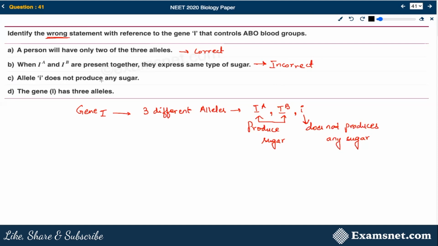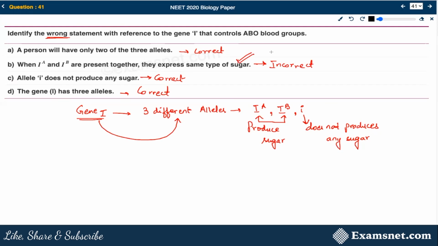Then, allele i does not produce any sugar, just as I already told you. So this is also the correct statement. And the gene I has three alleles. Yes, the gene I has three different alleles, which are IA, IB, and i. So this is also correct. So the wrong statement turns out to be option B over here.